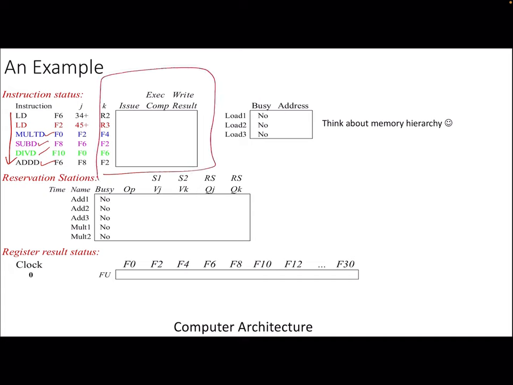This particular table will show you what's happening. This is not a microarchitectural table. This is just a table for us to understand what is happening at different points of time. So we'll update this table whenever some instruction gets issued, or completes its execution, or writes the result. This is our load buffer.